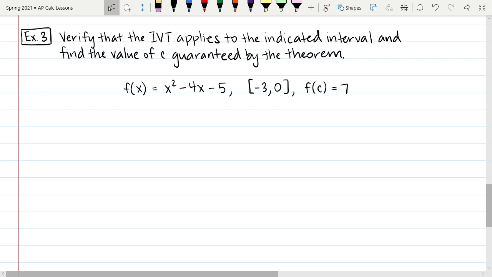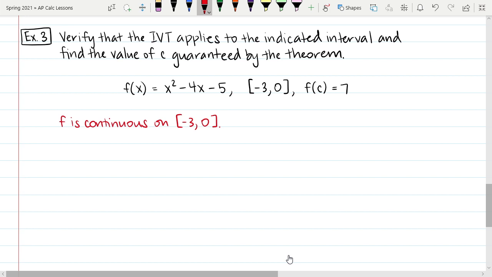It says verify that the IVT applies. That means we need to make sure that the two conditions are met. Well, the function that we've got here is clearly just a polynomial, so we can definitely say that f is continuous. Now, it's a polynomial, so we could say that it's continuous everywhere, but remember, we have to be specific to the interval we're talking about here. So f is continuous on the closed interval [-3, 0]. So the first condition is met.